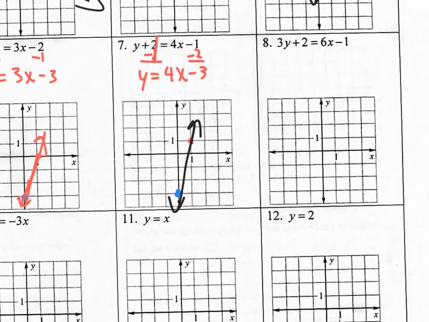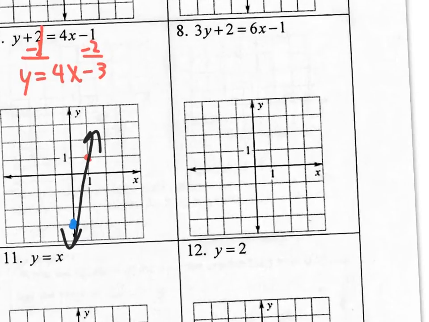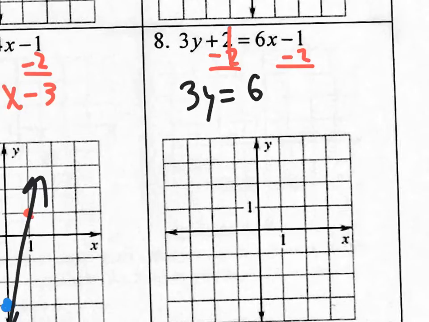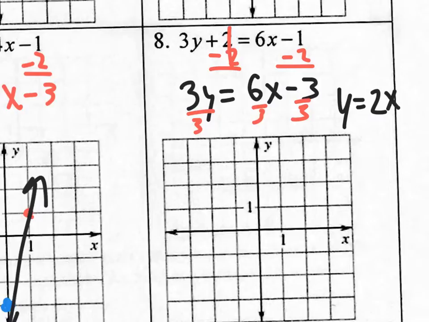Might as well keep going. We have time. We could get this one in slope-intercept form, but what would I have to do? First, I would get rid of the plus 2, and I'd get 3y equals 6x minus 3. And for my final step, what would I do? Divide by 3, divide by 3, divide by 3. So now I'll have the equation y equals 2x minus 1. And this is my slope-intercept form equation.